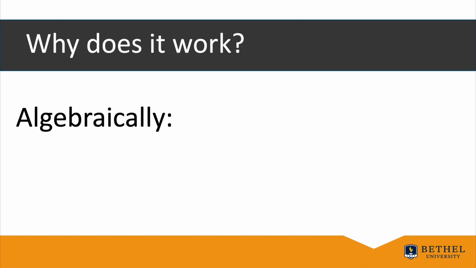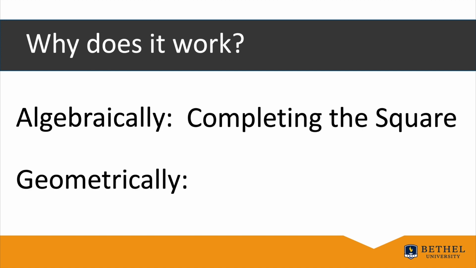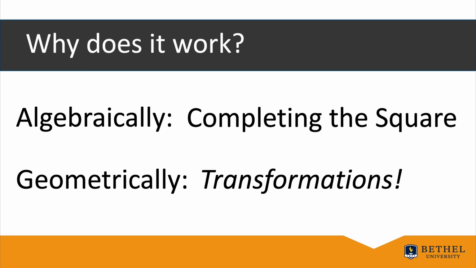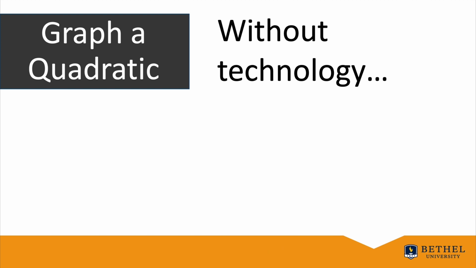But why does it work? Algebraically, it's based on the method of completing the square. Geometrically, it's based on transformations of graphs, and that's one of our main topics here in lesson 1.3 of Calculus 1. Let's think about this in the context of an example where we graph a quadratic function without technology. Now, while we certainly could just plot points, our goal will be to complete the square, both to find the x-intercepts of the function and to think of it in terms of transformations.